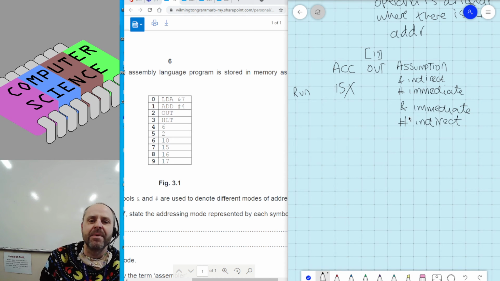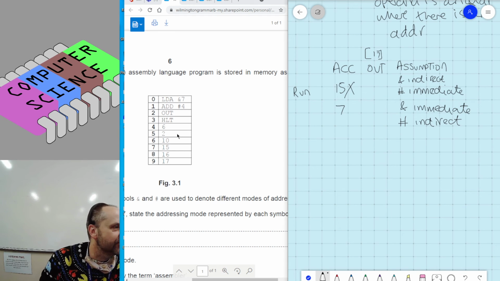Right, okay, so immediate. So that means LDA and 7 means load the value 7. So the accumulator ends up with 7. Then we're going to add indirect 4. So I'm going to go to address 4 and see what's there. Address 4 is 6. That is the address of the data.